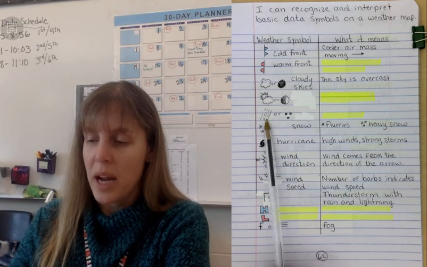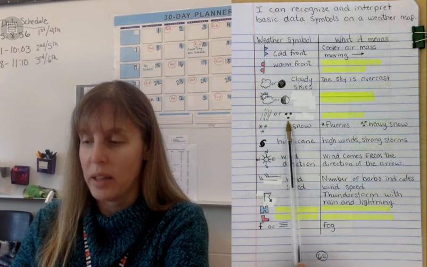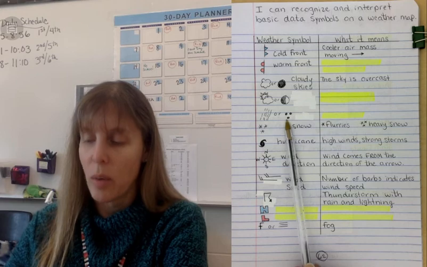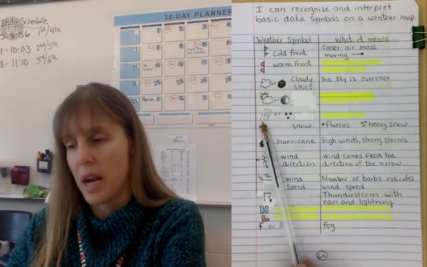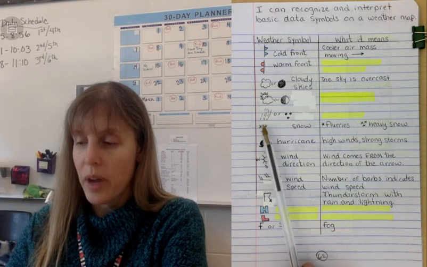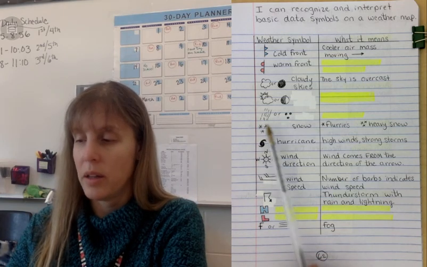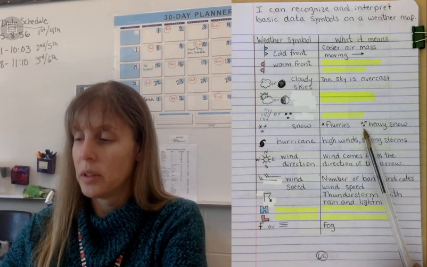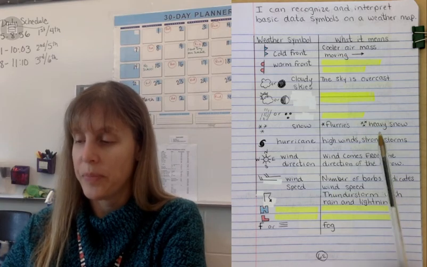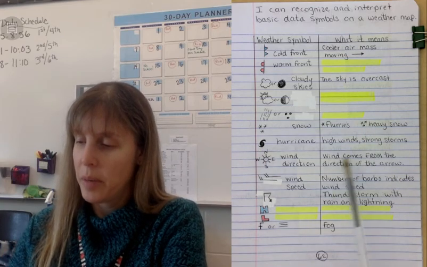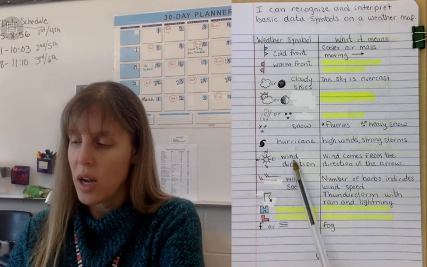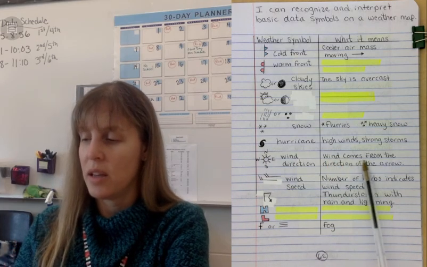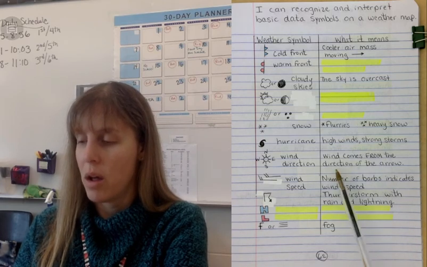Okay. Rain is symbolized by this or this. The dots. The more dots you have and the more close together the rain is, the heavier the rain. Snow, again, the more little snow symbols, the heavier the snow. Here's a hurricane symbol. It brings high, strong winds and strong storms. Wind direction. Wind is really indicated in the direction it comes from, the direction of the arrow.